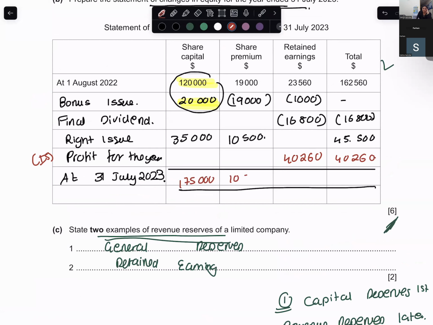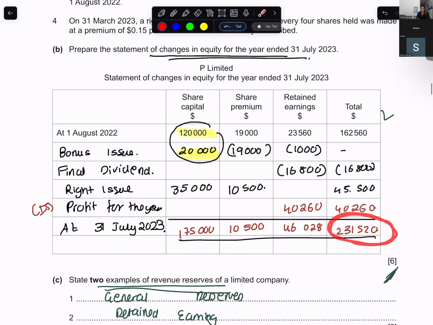10,500, 46,020 and 23,1520. Can you tell me what are shareholders' funds over here? Yes, the total is basically the shareholders' funds.